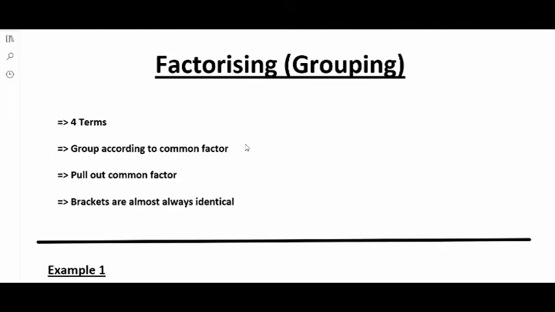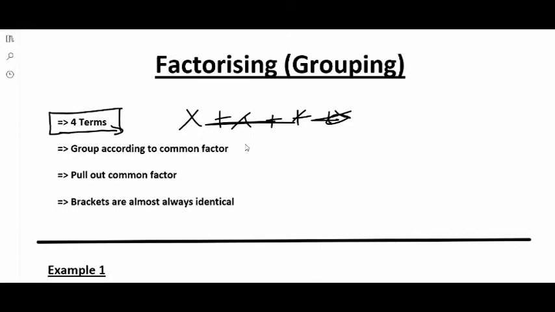Well, the thing with this one is it's the same four steps every single time. The way you would identify this is that there's going to be four terms in the sequence: one, two, three, four. So, four terms. You guys know what four terms are. Take those four terms and group them according to the common factor.